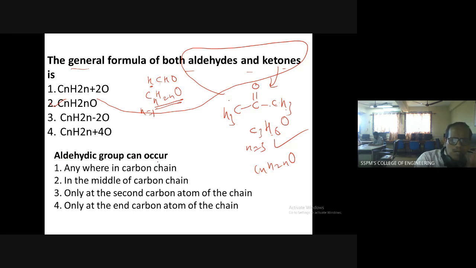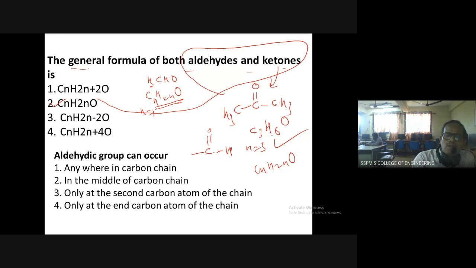बघा, aldehyde group म्हणजे हा group C double bond OH. बघा, हा group can occur. First option, anywhere in carbon chain. Anywhere, in the middle of the carbon. Only at the second carbon atom of the chain. Only at the end carbon atom of the chain. मला हे concept कळायला पाहिजे.